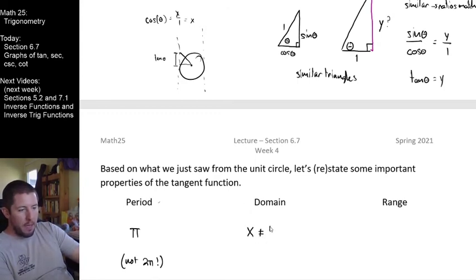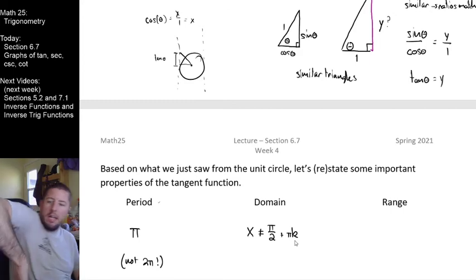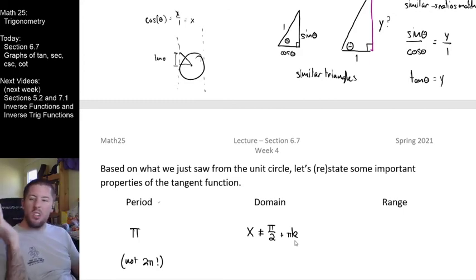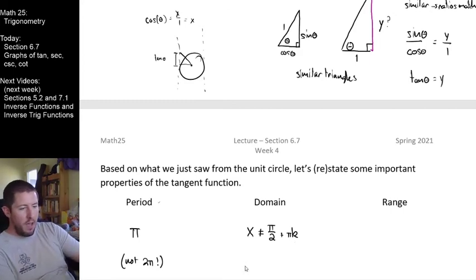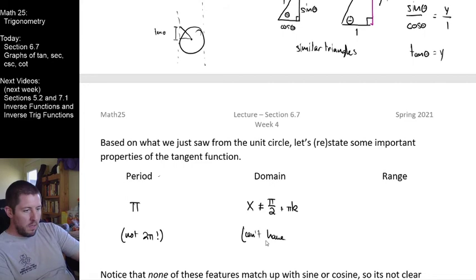So x cannot be equal to pi halves plus pi k, right? Keep on adding another pi rotations from here. We go vertical, horizontal, vertical, horizontal. Those are all the places where we can't have a tangent value. Let me just say, can't have cos x equal to 0, with tan x equals sine x over cos x.